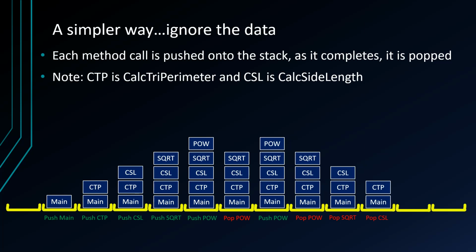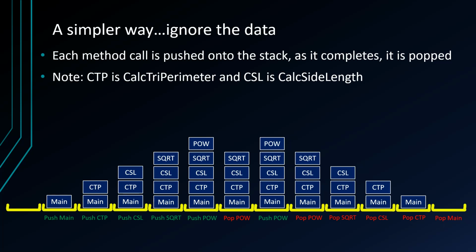The calc_try_perimeter finishes, so it can be popped off the stack. And now we're back down to the main. And when the main's done, the whole program's done, so it gets popped off the stack. So we end exactly where we began, with an empty call stack. And that's how this whole operation works.